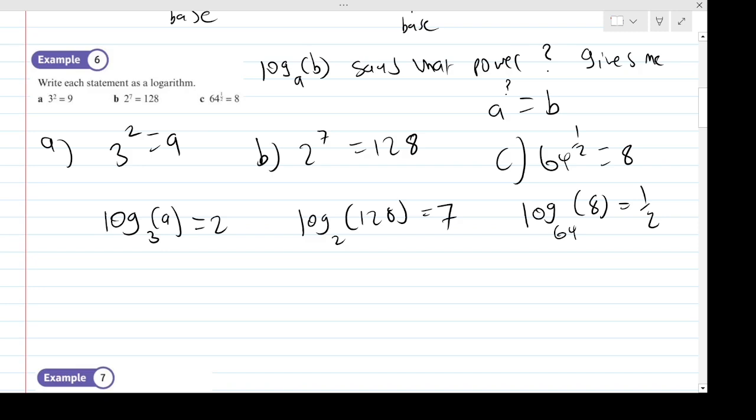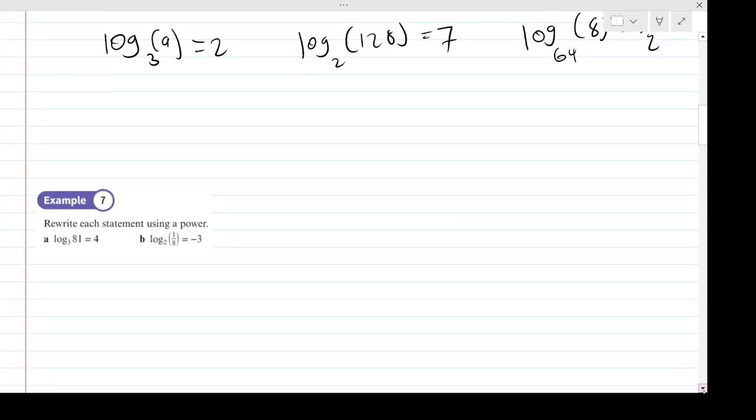So it gives me a way, if I'm given an exponential expression like this, I can deduce what the power is. So notice all the logs here equal my power: 2, 7, a half. Okay? That is the fundamental idea with a logarithm. It gives me my power.